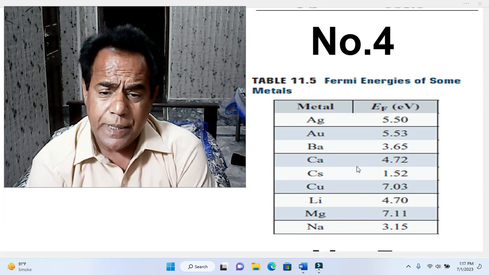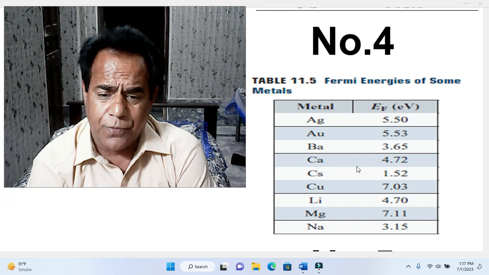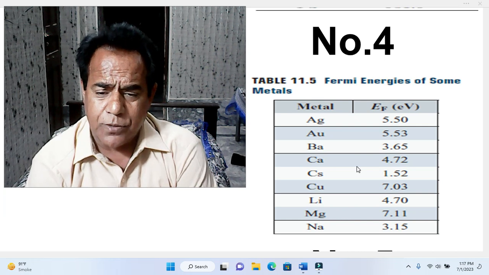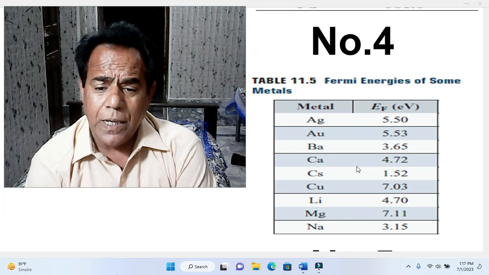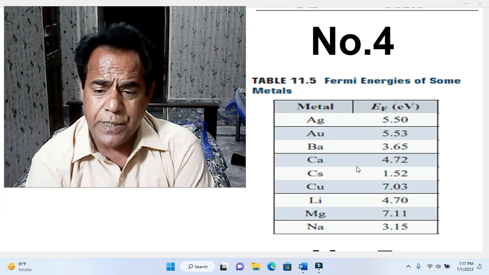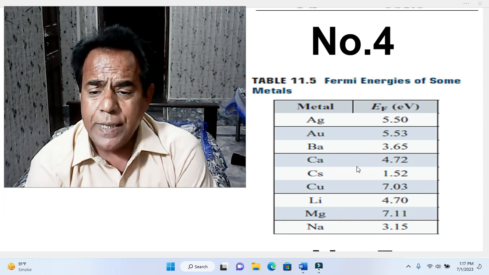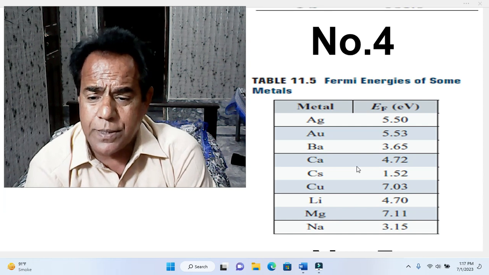Dear students, here at serial number 6, the metal copper, Cu, is given and its Fermi energy EF is given in electron volt as 7.03.